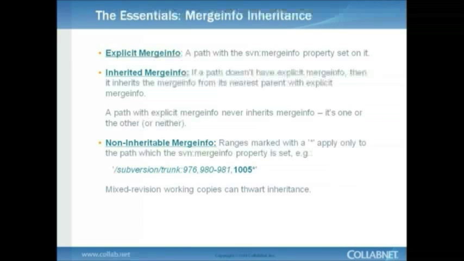The last revision, however, has a non-inheritable star marker. This means that any children of branch 1 won't inherit that particular revision. Another way to think of this is that revision 1005 has only been merged as far as branch 1.